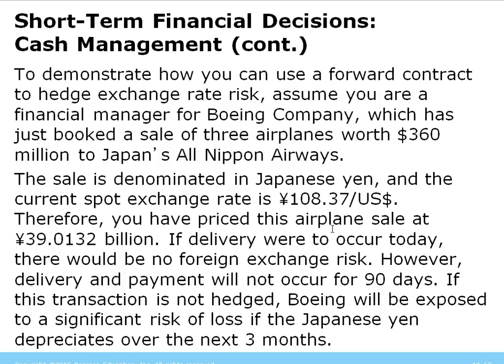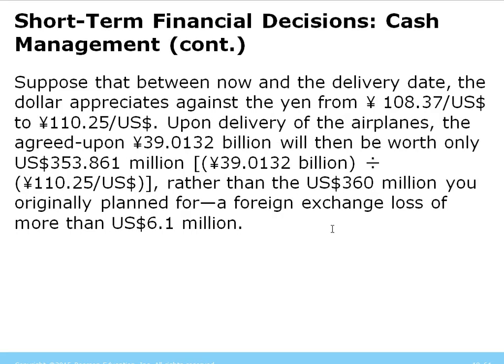If deliveries were to occur today, there would be no foreign exchange risk because you would get that rate today. However, if the payment is not going to be delivered for 90 days, this transaction is not hedged. Boeing has an exposure in case the Japanese yen depreciates over the next 3 months. Now suppose between now and the delivery date the dollar appreciates against the yen from 108 to 110. Upon delivery of the airplanes, the agreed upon price of 39 billion yen would only be worth $353 million. So you're losing about $6 million based on this foreign exchange loss.